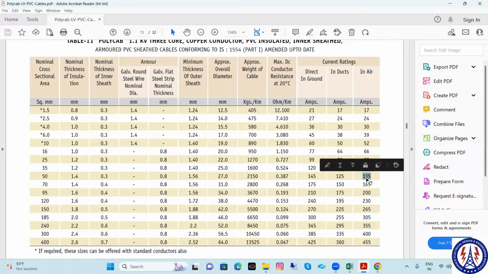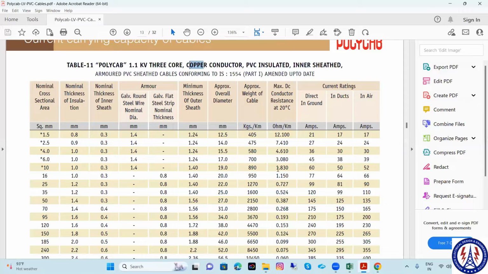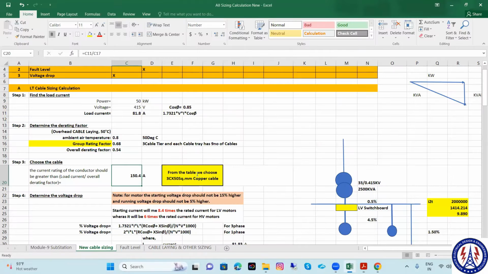135 is the lower current. 160, my requirement is 151. So definitely I can take 165, and this is applicable for the 70 square mm copper cable, correct? 70 square mm copper cable. So as per my first step, I can... Sir, tell that how we will choose the core of the cable?